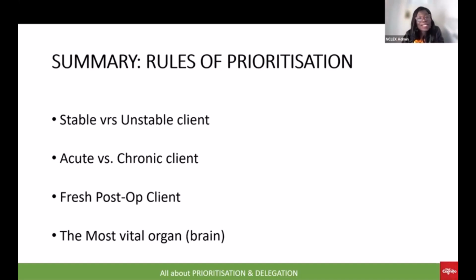And yes, I will prioritize that client who is acutely ill before I see the client with the chronic illness. And I'll always remember that when I have a freshly post-op client, just about 12 hours after surgery, I'm going to prioritize that client. And always remember that you're going to prioritize the most vital organ. If a client is having an issue and now it started to affect the brain, client is having a reduced level of consciousness, client is now confused, client is now having seizures, the brain is now involved, and you will prioritize the most vital organ.